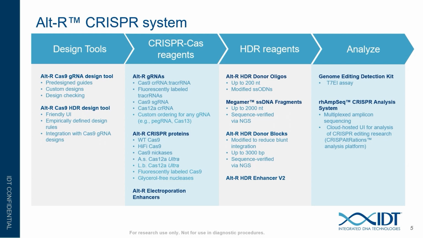IDT offers a complete workflow, beginning with the experimental design all the way to the analysis at the end. These products include gRNA and donor template design tools for the Cas9 system, a wide range of CRISPR-Cas reagents including the custom gRNAs for the Cas9 and Cas12a nucleases, the altered nucleases themselves, as well as the fluorescently labeled Cas9 tracer RNA and the electroporation enhancer, different types of donor template, and lastly, the toolkits to analyze the genome editing efficiencies, which I will be discussing in the later part of the talk.